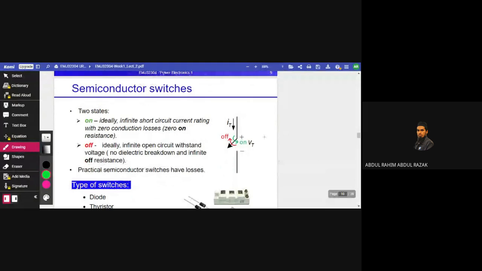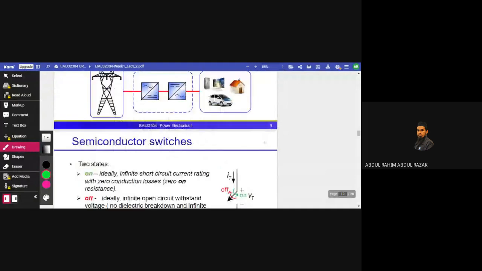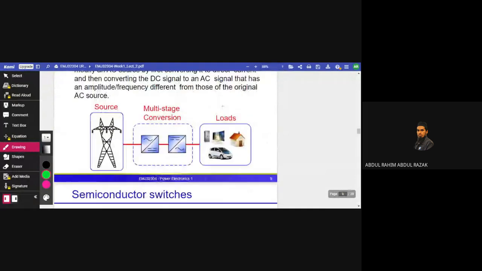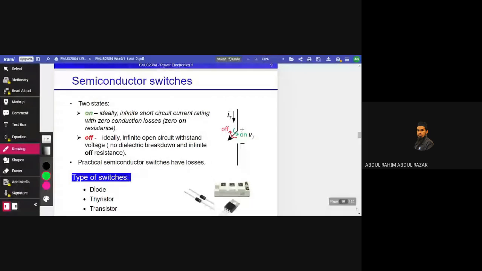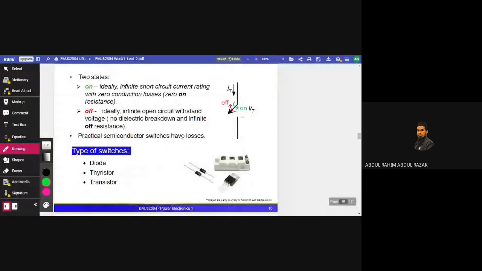If you look at the system, we have a source, a load, and a converter. If you look further into the converter, the main part that operates inside the converter is our switch. You can see here the black encapsulated plastic with the metal tag with a hole.